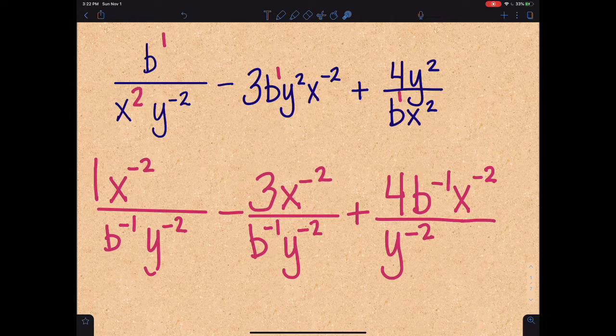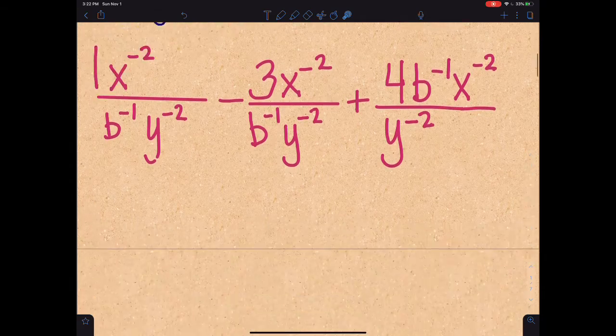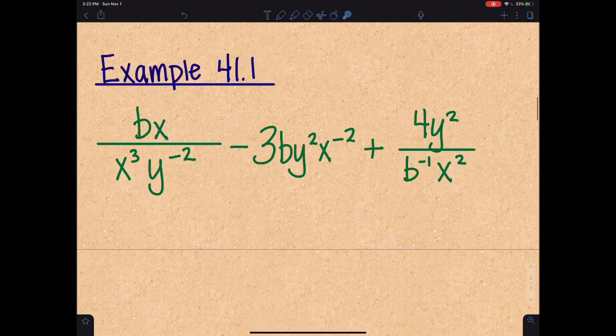So you would get the right answer whether or not you did all exponents negative or all exponents positive. They point out that most people feel comfortable with all the exponents being positive. That's probably a less complicated way of doing it. All right, so let's move on to example 41.1.